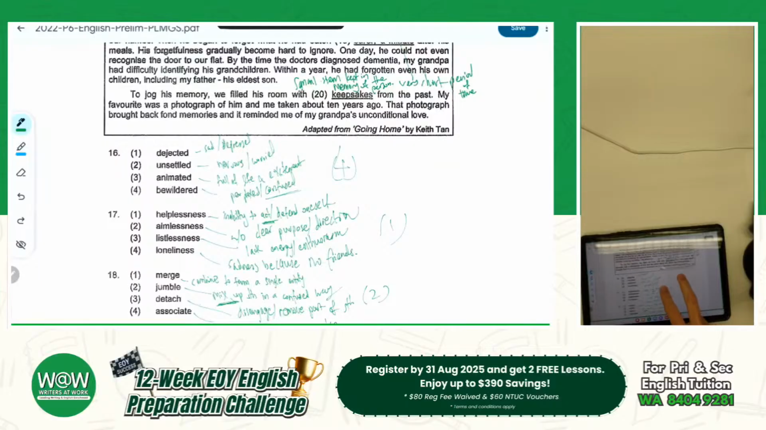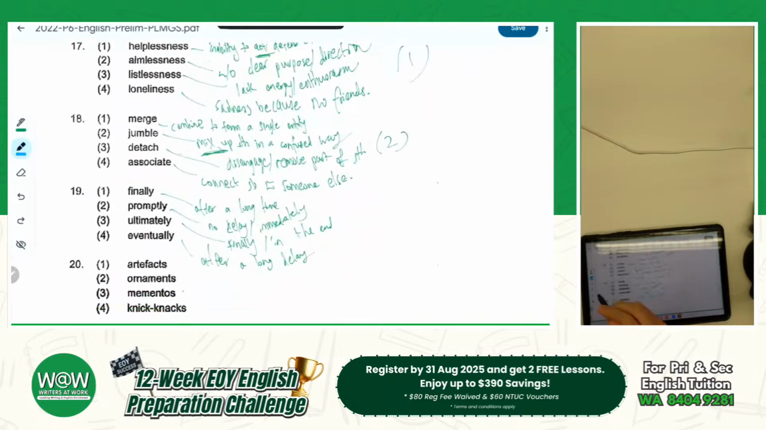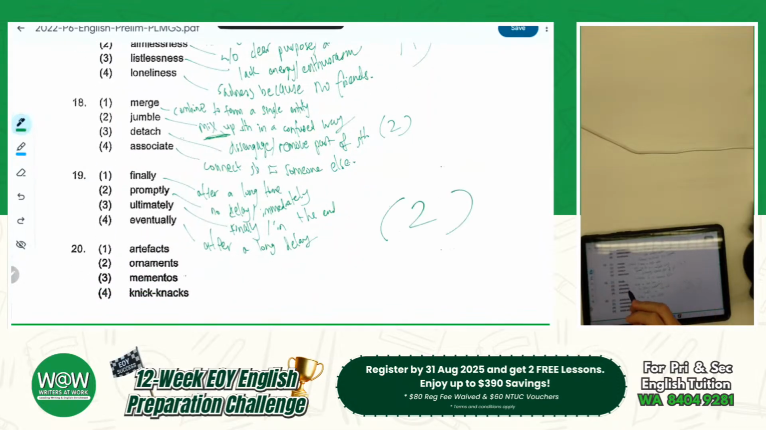So it's very clear cut. There's a contrast in your time period. Three of the options are a very long time period, whereas what we need is a very short time period. So the only answer that we have is number 2, promptly. Here, no delay or immediately.